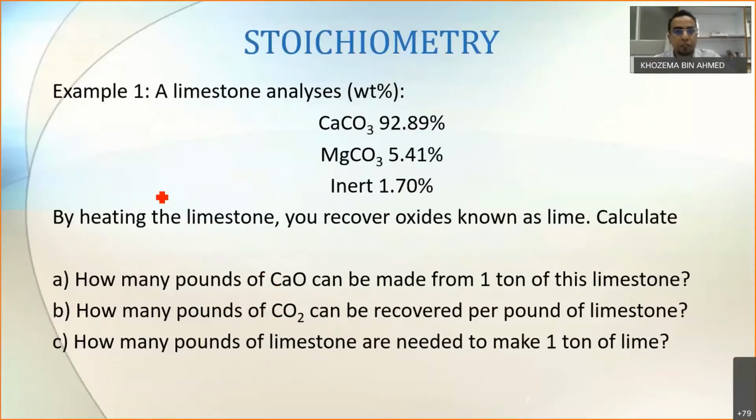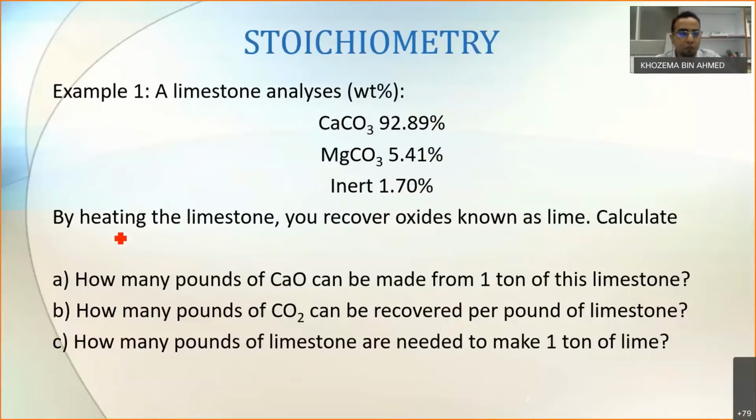So the question for this example is this simple. We have a limestone, and this is the composition of the limestone. In a limestone you will have calcium carbonate, magnesium carbonate, and some inert, and the composition is given as 92.89 for calcium carbonate, 5.41 for magnesium carbonate, and 1.70 for inert. And all these are in weight basis.